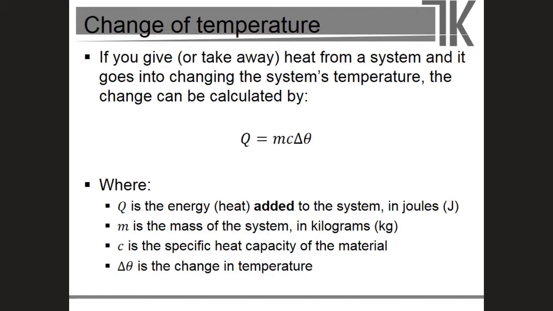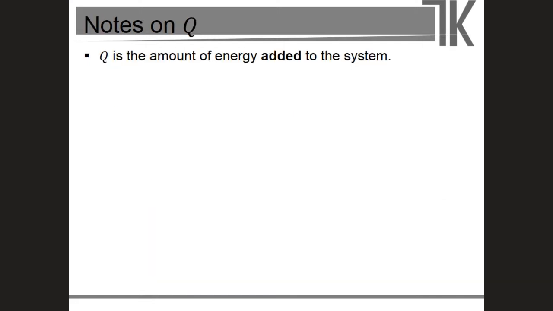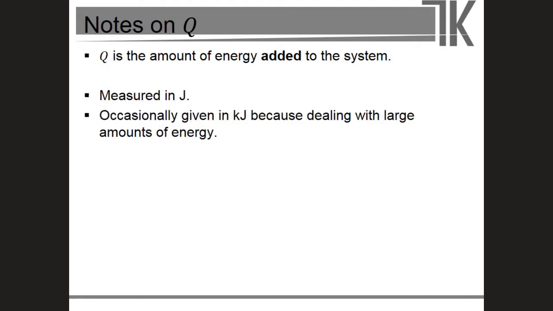We'll take a look at some specifics with this equation, and then we'll go over the units that are missing there, the c and the delta theta. As we go through, maybe think of what those units could be. So a few notes on Q. Q is the amount of energy added to the system. It is measured in joules, but occasionally it's given in kilojoules, or even when we're dealing with water, megajoules, because we are dealing with large amounts of energy.